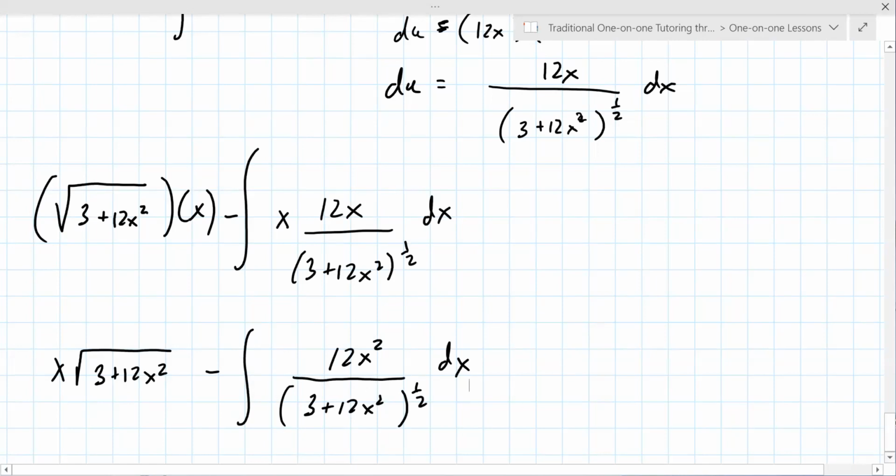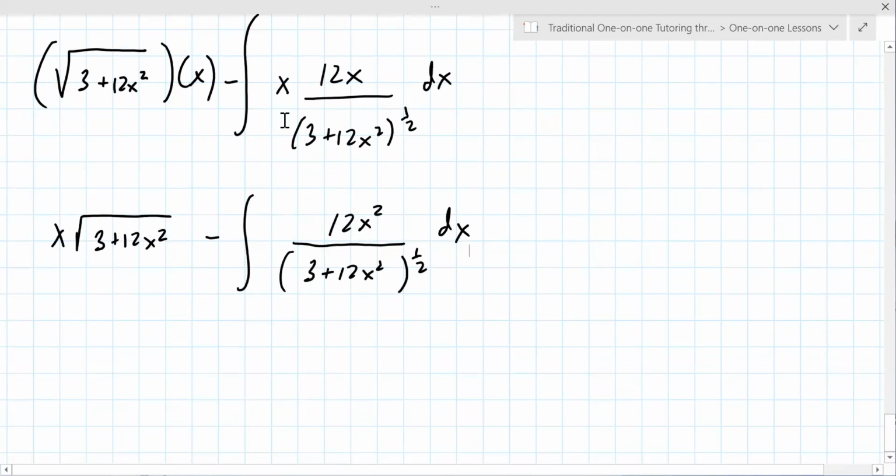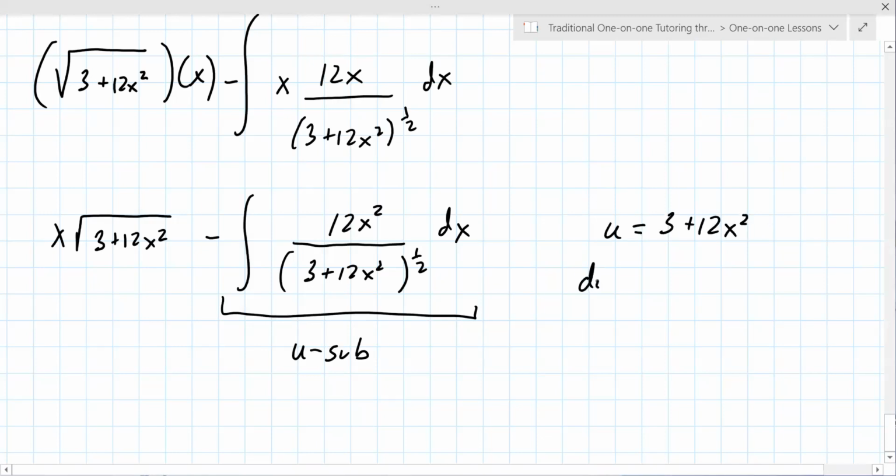Okay. So now you have to know how to integrate this thing, which looks really bad. This right here is actually a u-substitution problem. So u equals 3 plus 12x squared. du is 24x. Okay. So now we're going to substitute in here: integral 12x squared over u to the 1/2, and dx is du over 24x.